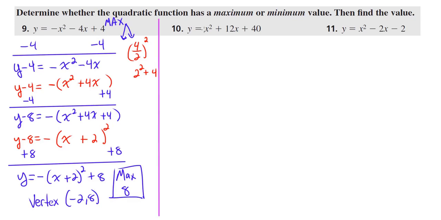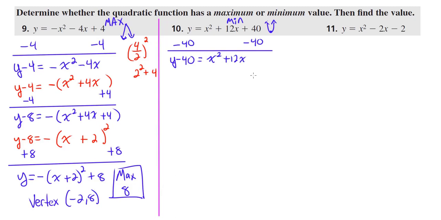Looking at number 10, we see that the a value here is positive. So this parabola is going to open upward, which would mean that we're dealing with a minimum value. So we have to get rid of this 40 because we want to put in our own c value. So we're going to subtract 40 from both sides. This gives us y minus 40 equals x squared plus 12x.